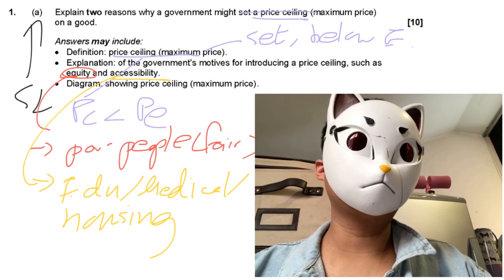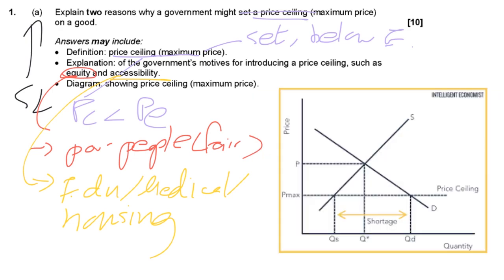Next, we are going to take a look at the diagram. The candidate must indicate the maximum price in the diagram, and the difference between QD and QS. This is the effect of the price ceiling: a shortage will be created.